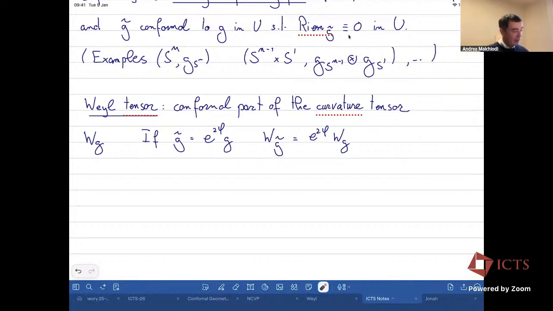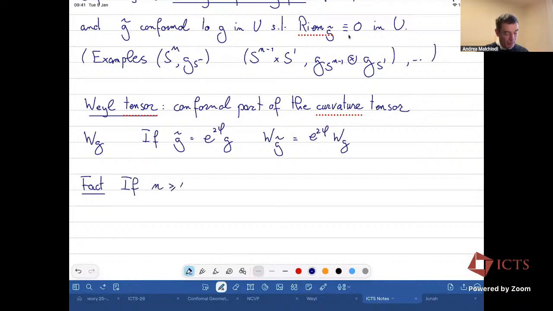And there is this fact, which I cannot prove now, but if the dimension is greater or equal to 4, a metric g is locally conformally flat, I write LCF, if and only if the Weyl tensor is identically equal to 0.